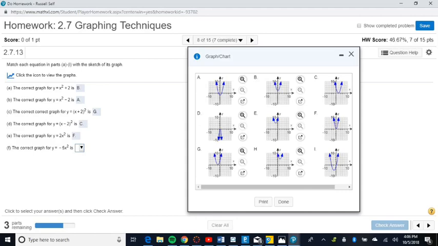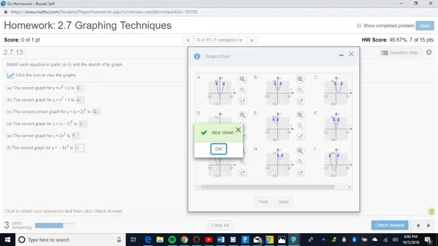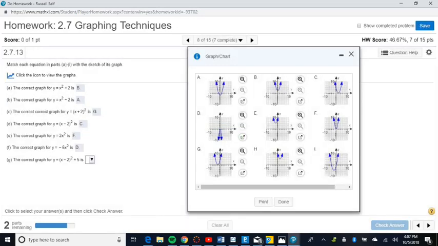The correct graph for negative 5x squared, okay, that means it's still the right graph, but look at that, it's negative this time. So that means it doesn't open up, it opens down. So just because of that negative, we already know that it's got to be D, right? That's a vertical stretching, but it's also flipping it over the axis. So turning it upside down.